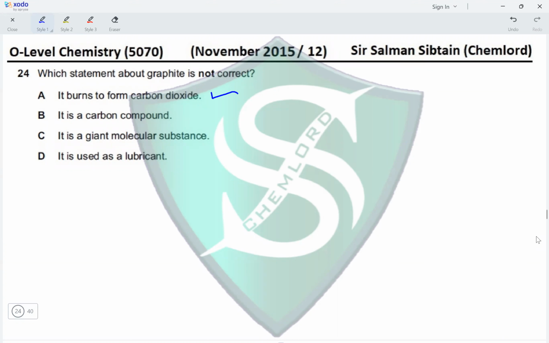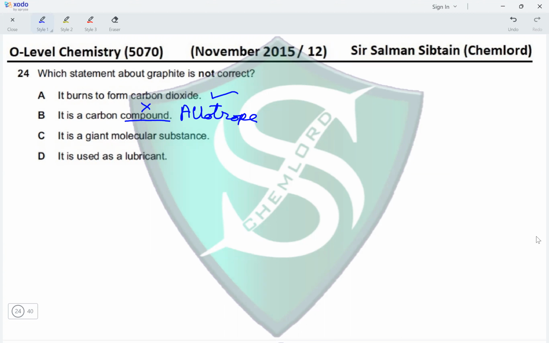It is a carbon compound. It is not a compound of carbon. It is an allotrope of carbon. So the term compound is not used correctly here. It is an allotrope, which is a different physical form of carbon, a different physical form than diamond, because diamond and graphite are the two allotropes of carbon.